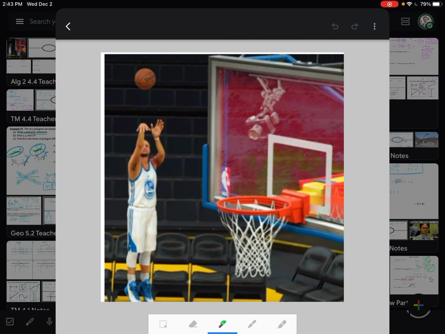Hi everybody and welcome. Today we're going to be talking about the graphs of quadratic functions and some of the properties of those graphs. So after watching this video, you should be able to identify the key features of graphs of quadratics, including the vertex, axis of symmetry, and whether or not it opens up or down.